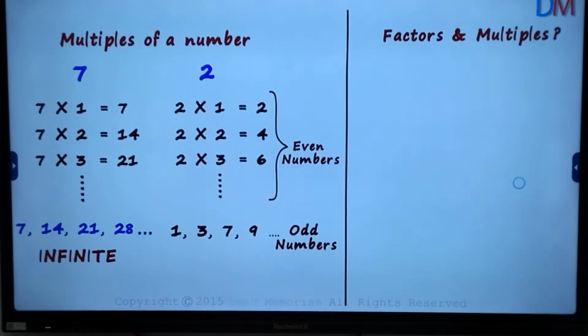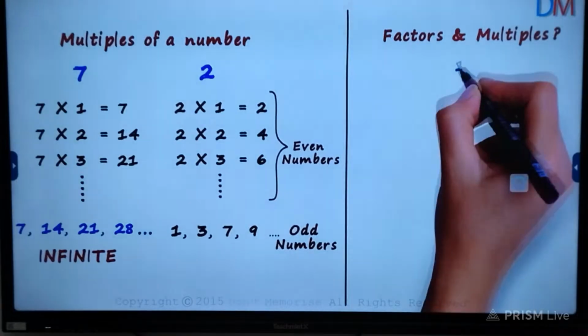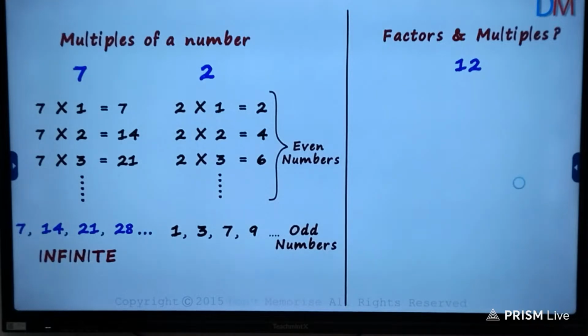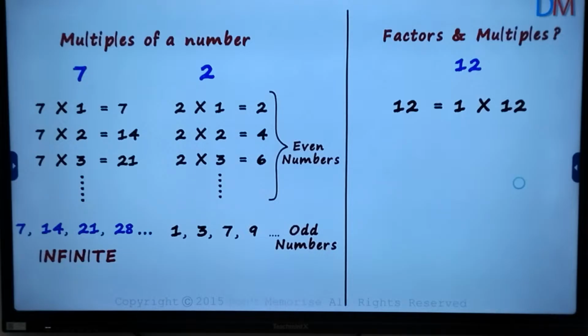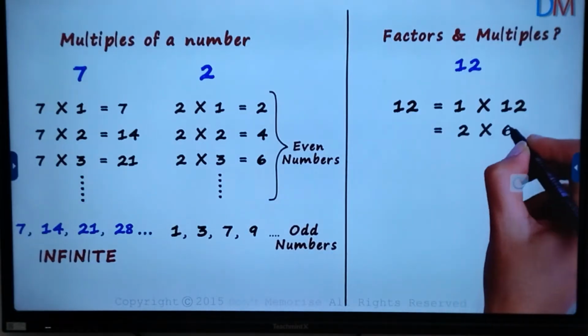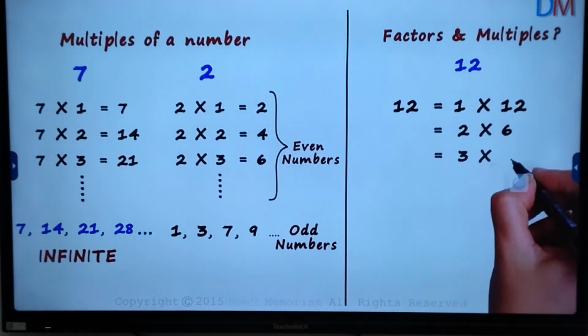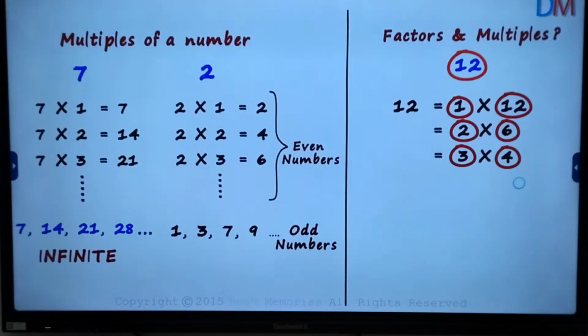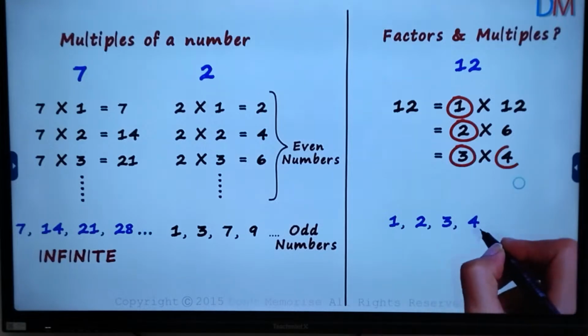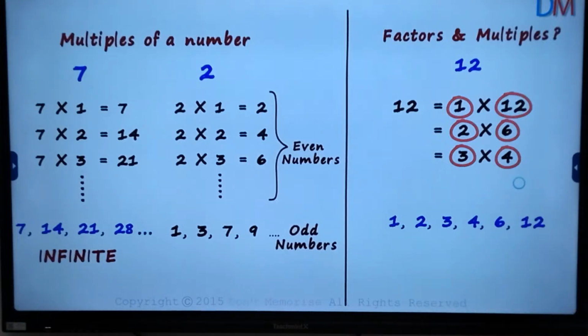Let's understand the relation with the help of a random number, say 12. To find the factors of 12, we try writing it as all possible products of two numbers. 12 can be written as 1 multiplied by 12, 2 multiplied by 6, and 3 multiplied by 4. These are the only possible combinations. Each of these numbers is a factor of 12. The factors of 12 are 1, 2, 3, 4, 6 and 12.